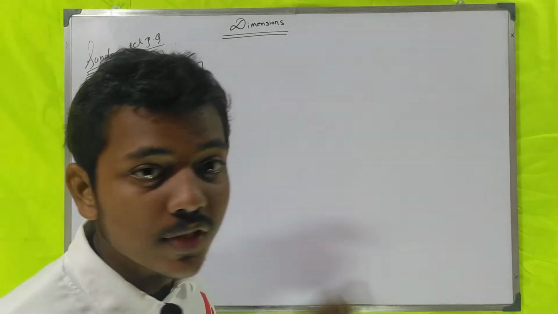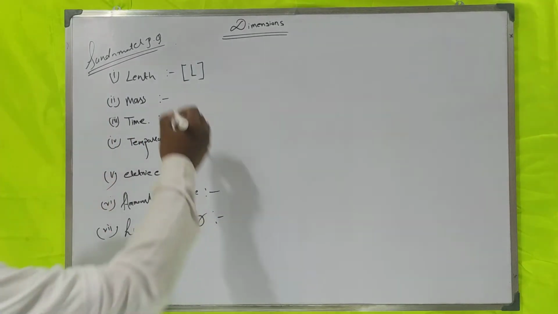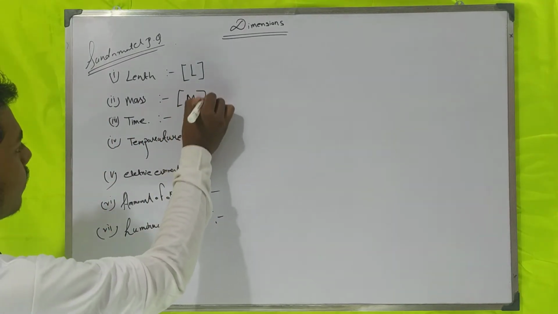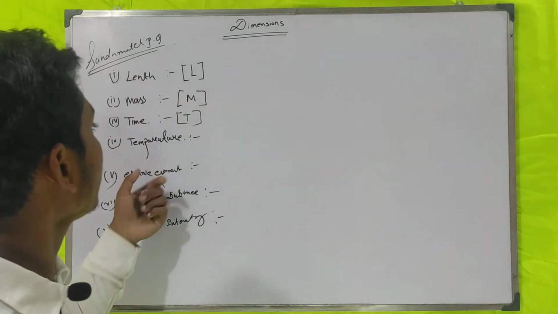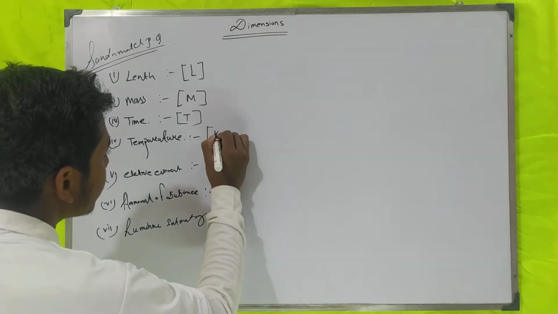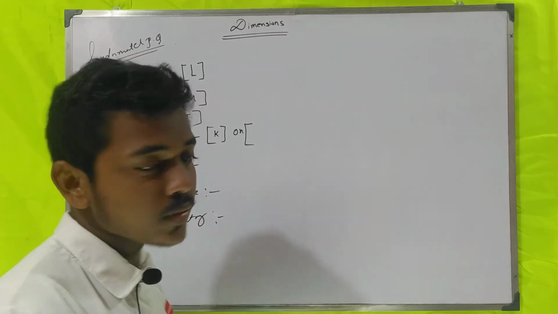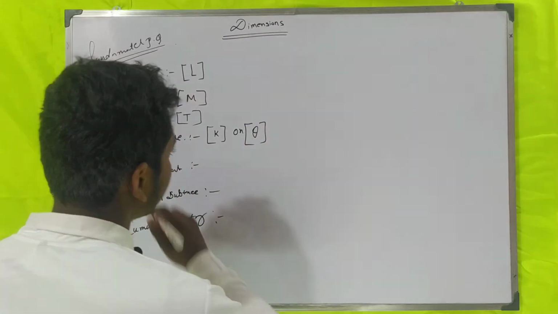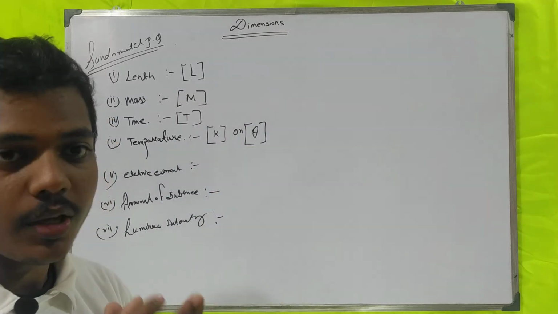But here we will use the symbol of a quantity. The symbol of length is L, and the symbol of mass is M. Time is T, and because time is T, we will not use T for temperature. Here we will use the SI unit of temperature, Kelvin K, or some people use theta. Use whichever is given in the question.